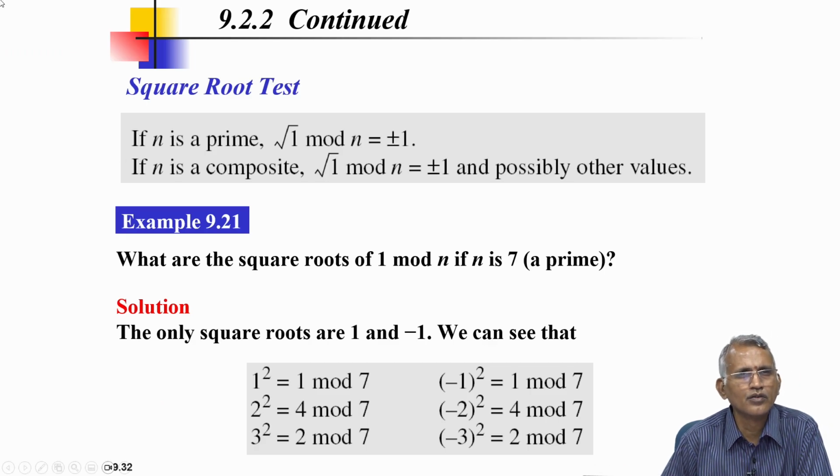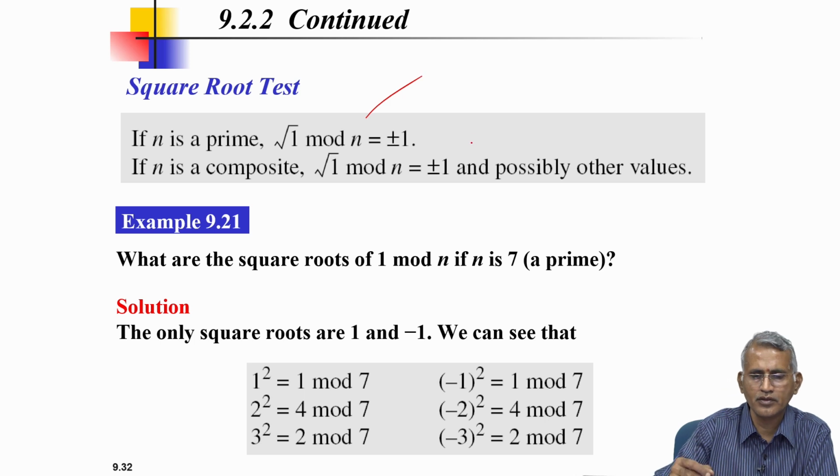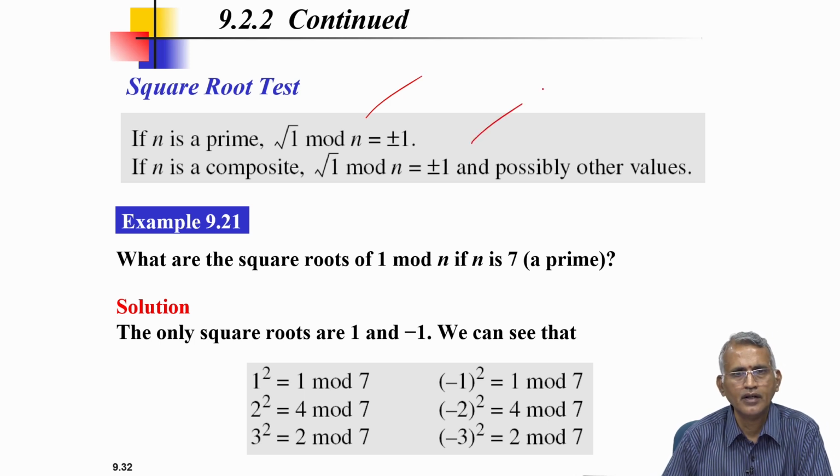Now, we are going to do the square root test. If n is a prime, then the square root of 1 under modulo n may be only plus or minus 1. If n is a composite, then the square roots of 1 in modulo n are plus or minus 1 and possibly other values. Okay.